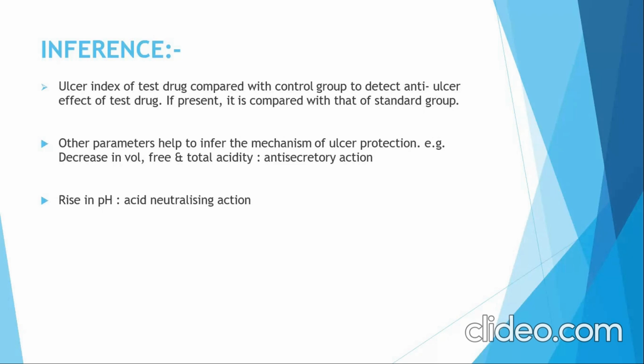Other parameters help to infer the mechanism of ulcer protection. For example, a decrease in volume, free and total acidity gives an idea about anti-secretory actions. A rise in pH gives an idea about the acidity of the gastric content. An increase in mucin and prostaglandin shows the cytoprotective activity.